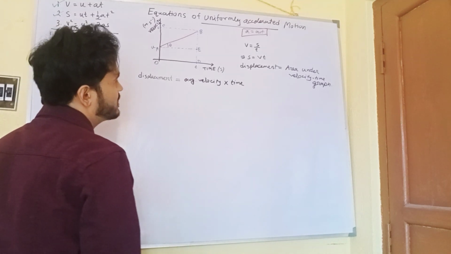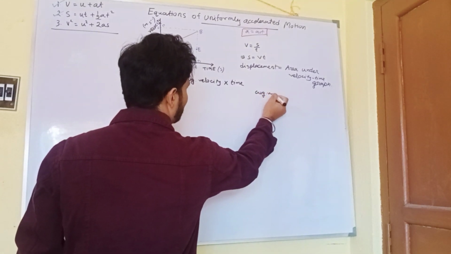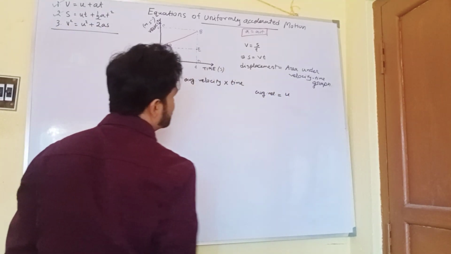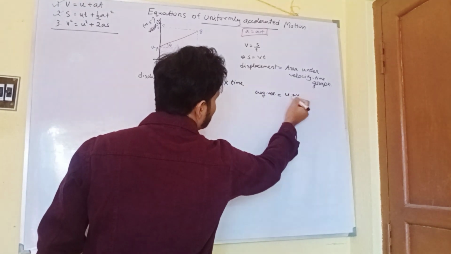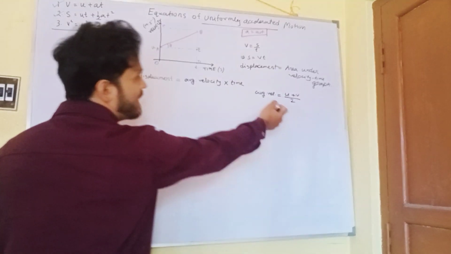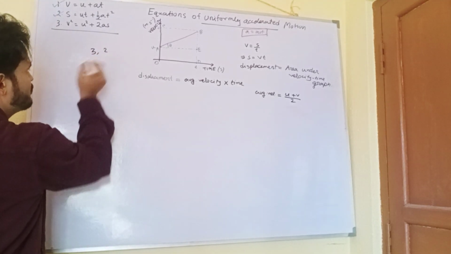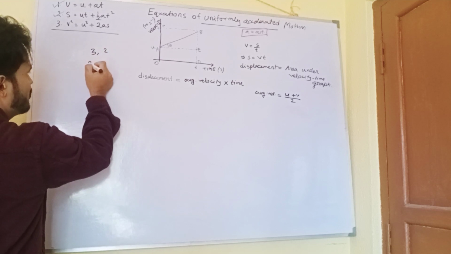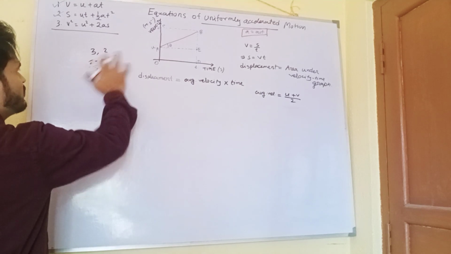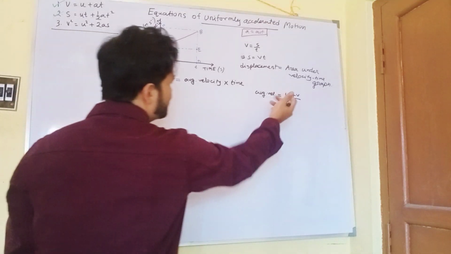So how do we calculate average velocity? What is our initial velocity? U. What is our final velocity? V. So we will take U and V and divide by 2. This is the average velocity. If we have to calculate the average of 3 and 2, we simply add them and divide by 2. The same way, we calculate the average velocity taking U and V, U plus V by 2.